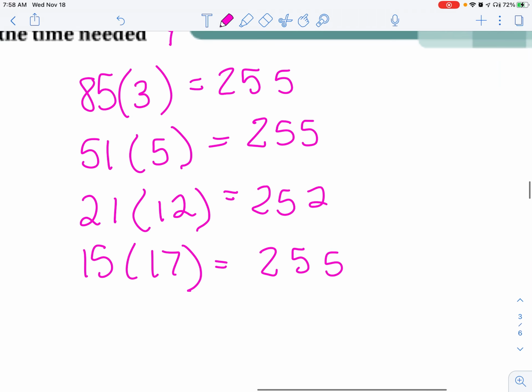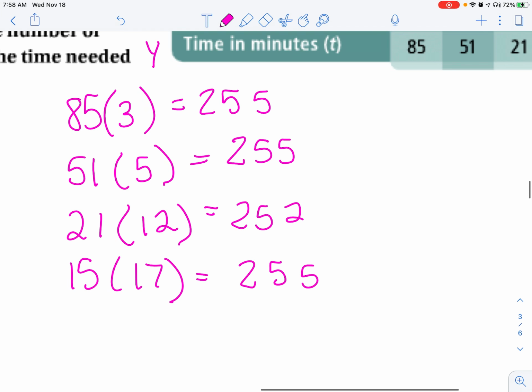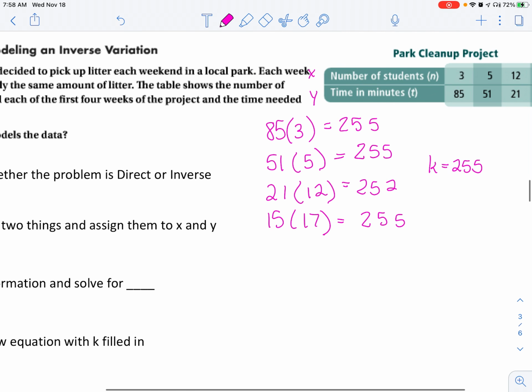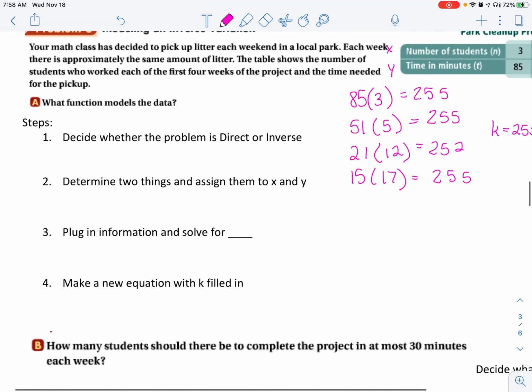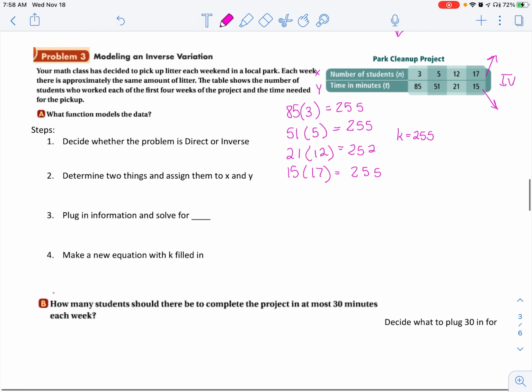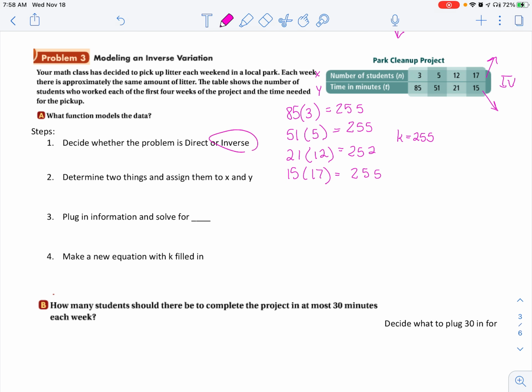All right, so since I got 255 the most, I'm just going to call K approximately 255. You can say even 254 if you wanted to average it out. If you really wanted to be specific, you would average those. Okay, so I decided I was going to test for inverse. I determined the two things and I assigned them for x and y, are n and t in this problem. I solved for k already. Yeah, there it is. It's 255.